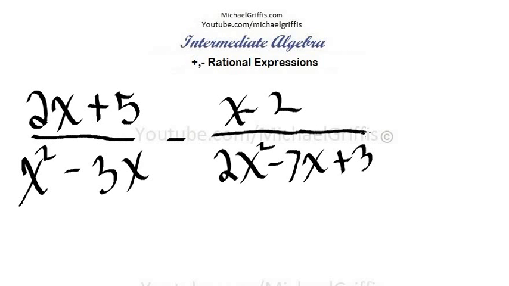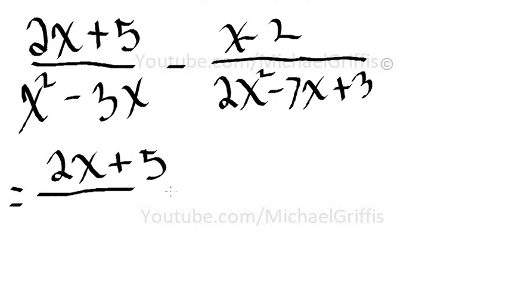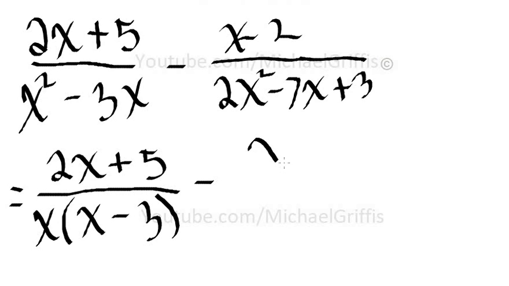Now what you want to do is, we've got to get a common denominator, but I would highly suggest that you factor both the denominators and see what they have in common. That's the first thing I'm going to do. So we have 2x plus 5 over, let's pull an x out, so we have x minus 3, minus x minus 2. Now let's factor the 2x squared minus 7x plus 3.